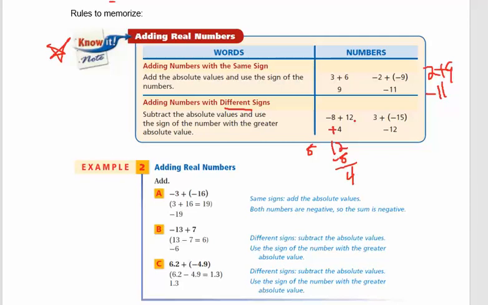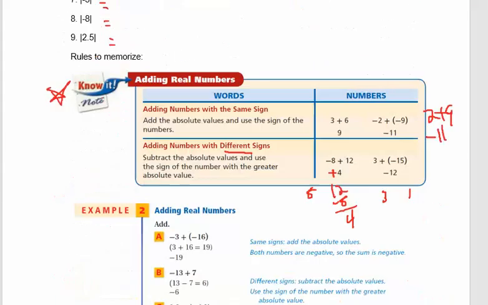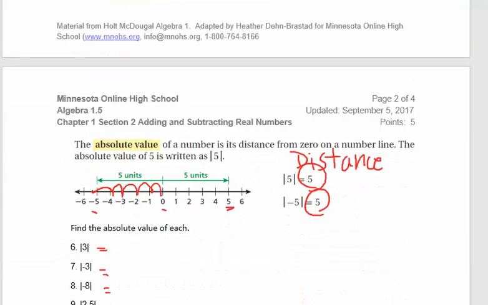For the next problem, 3 plus negative 15, the absolute values would be 3 and 15. And we'll subtract 3 and 15, and that's 12. And this time it's going to be negative 12 because the larger absolute value is 15, and that had a negative in front of it. So negative 12 would be our answer for this example.